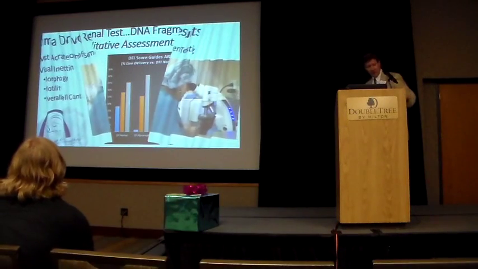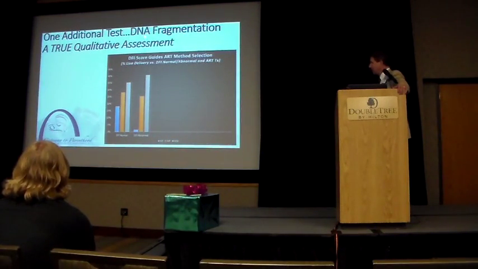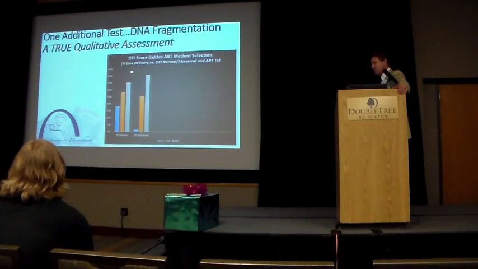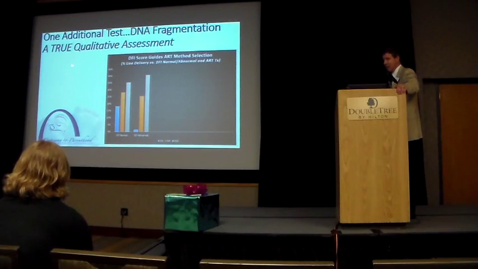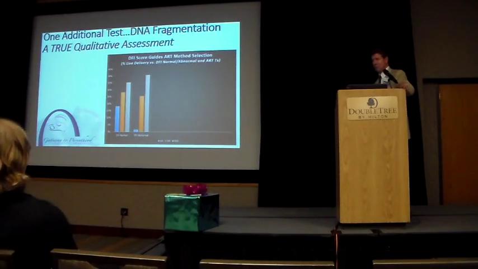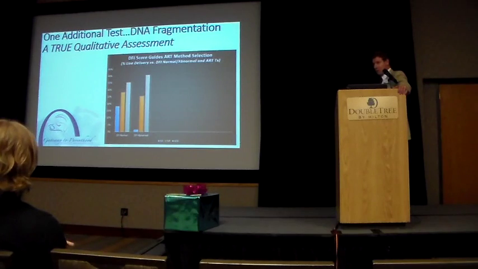So this brings us to the DNA fragmentation idea, which is again a true qualitative assessment. There have been numerous studies now showing that DNA fragmentation is even better than morphology for predicting reproductive outcome. So it's the single best predictor we have. You can have all other parameters be normal, and if the DNA fragmentation is abnormal, the probability of pregnancy is dramatically lower than if all the parameters were normal.